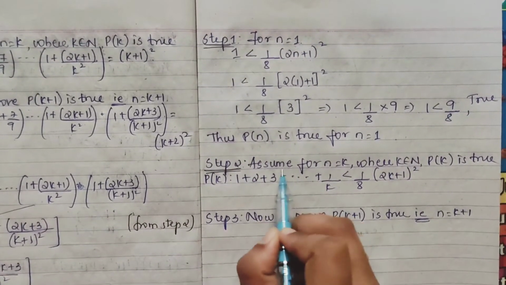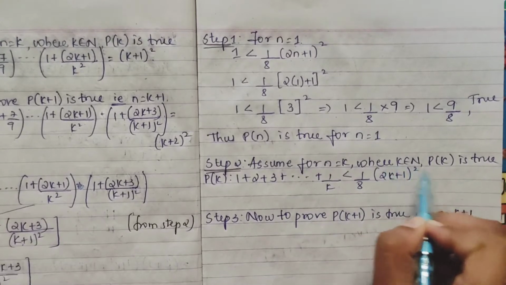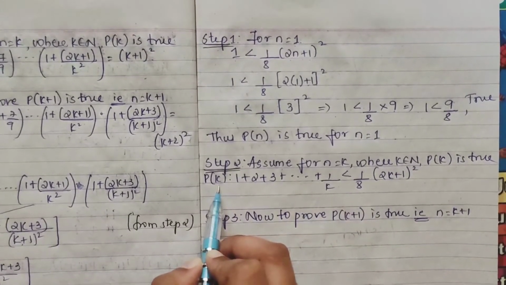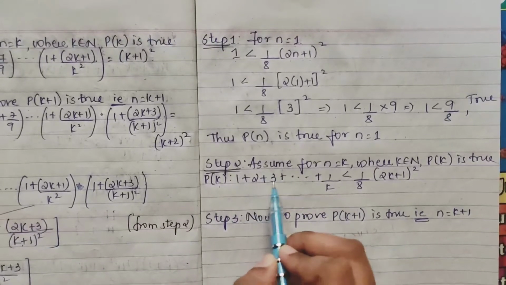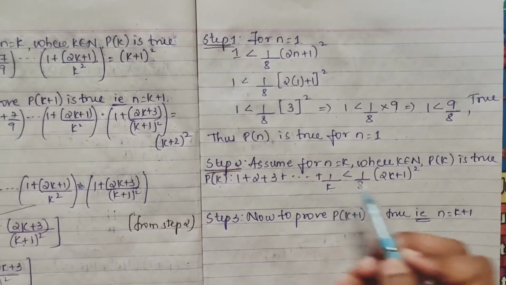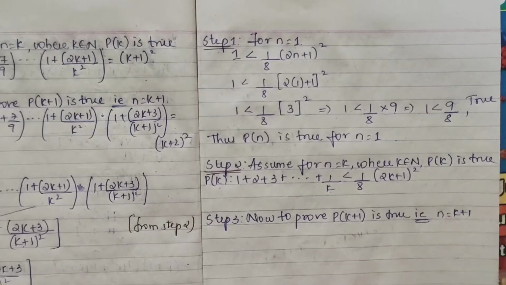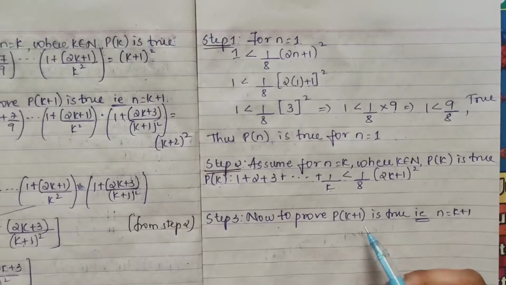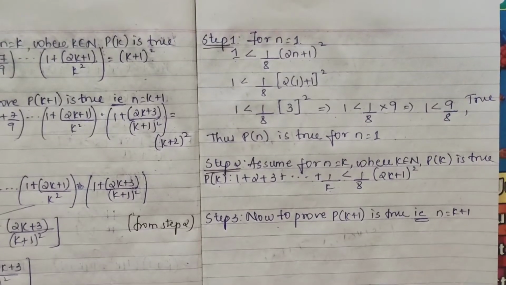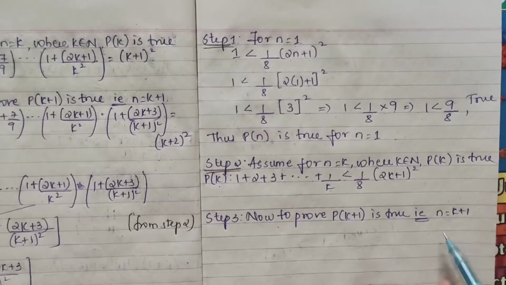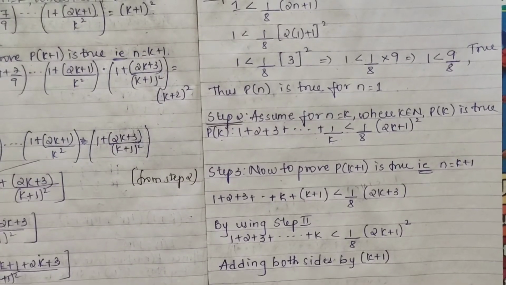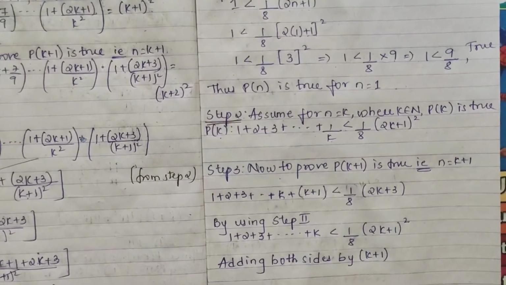Your step 2, what you have to assume, for n is equal to k, where k belongs to N, P of k is true. So in P of k, wherever n is there, you have to put k. 1 plus 2 plus 3 and so on up to k less than 1 by 8 (2k plus 1) the whole square. Now comes step 3, that is to prove for P of k plus 1 is true, that is n is equal to k plus 1. So in step 3, wherever k is there you put k plus 1.